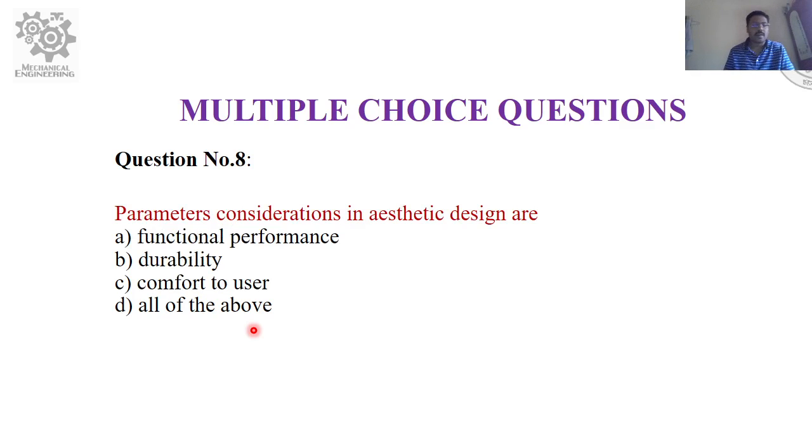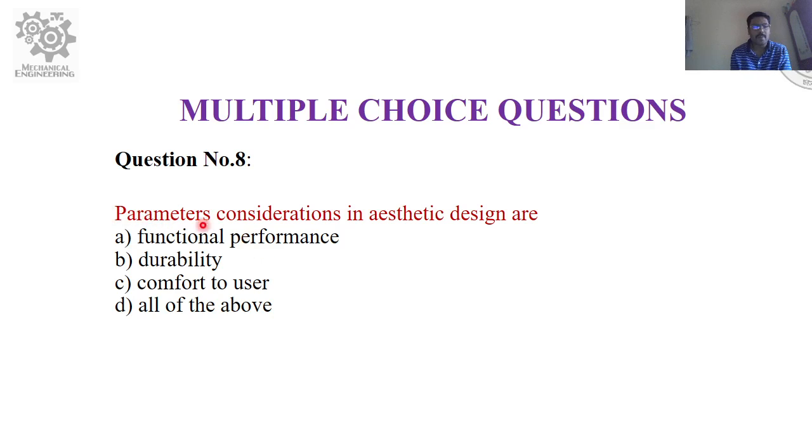So I will go for question number 8. The parameters for consideration in aesthetic designs are. First one is functional performance, second one is durability, C is comfort to user, and option D is all of the above. So guess your answers. Neatly observe the question.